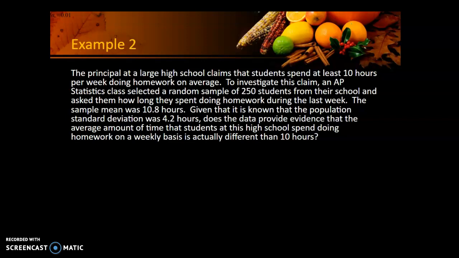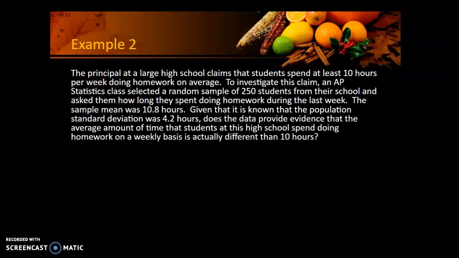So the principal at a large high school claims that students spend at least 10 hours per week doing homework on average. To investigate this claim, an AP statistics class selected a random sample of 250 students from their school and asked them how long they spent doing homework during the last week. The sample mean, x bar, was 10.8.